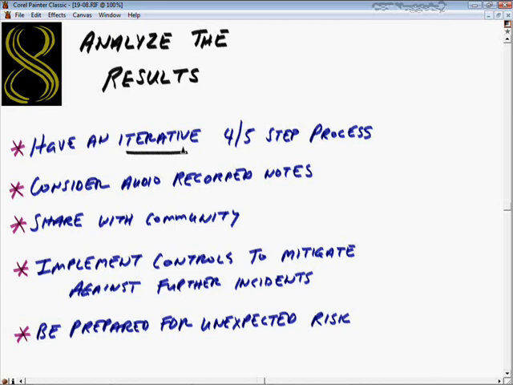The iterative process may involve escalation to a level 2 or a level 3 technician. Consider using an audio recorder, a handheld audio recording device, and actually record the process, your thought process, and the actions you're taking, like a reporter would do, or a detective. Don't be afraid to use that as a tool to record your mental notes.